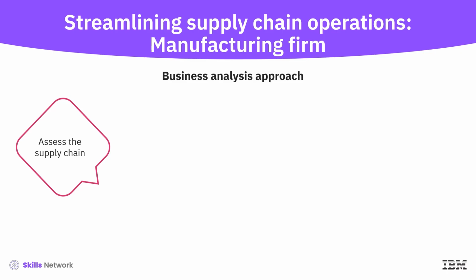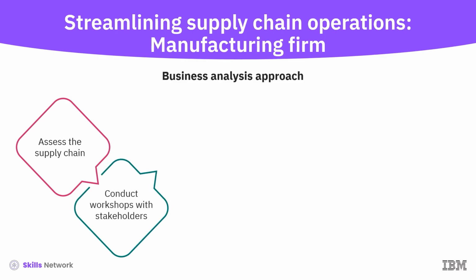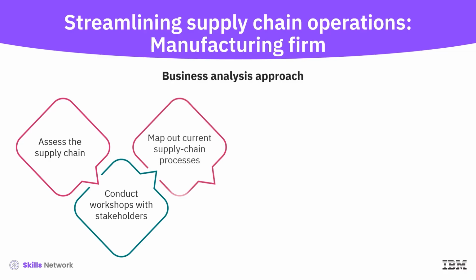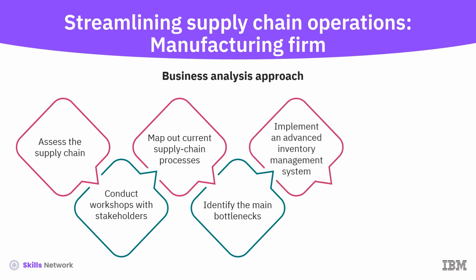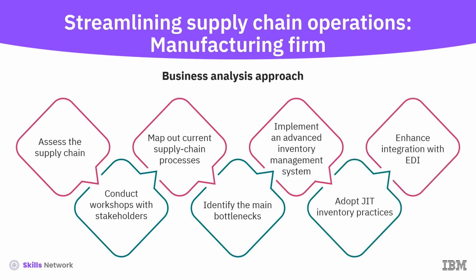to product delivery. The business analysts conducted workshops with stakeholders, mapped out the current supply chain process, and identified key bottlenecks. Using the process modeling tools, the analysts proposed several improvements. These included implementing an advanced inventory management system, adopting just-in-time, or JIT, inventory practices, and enhancing integration with suppliers through electronic data interchange, or EDI.